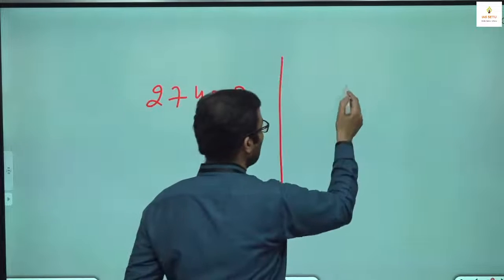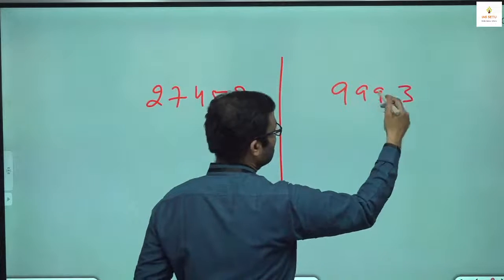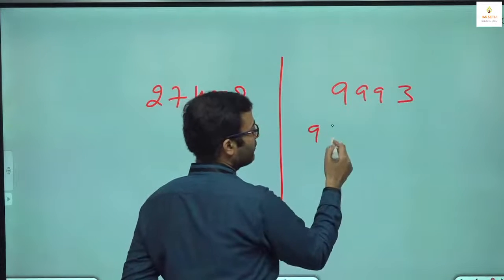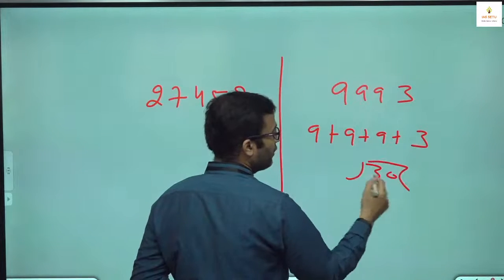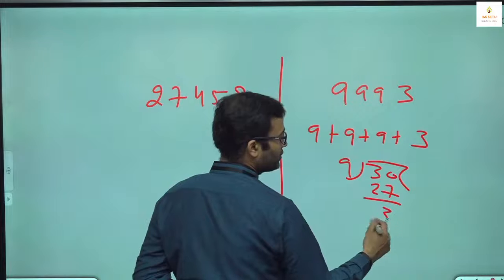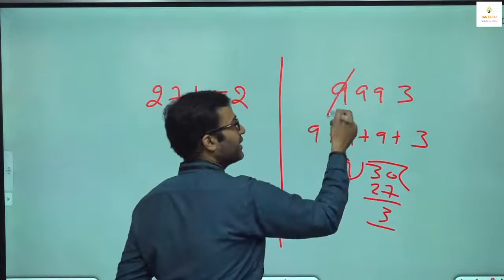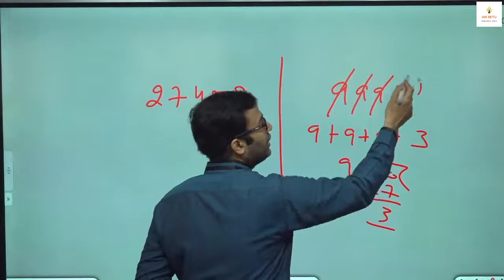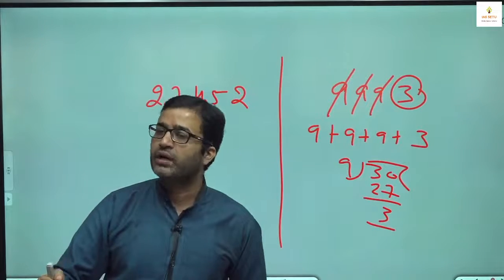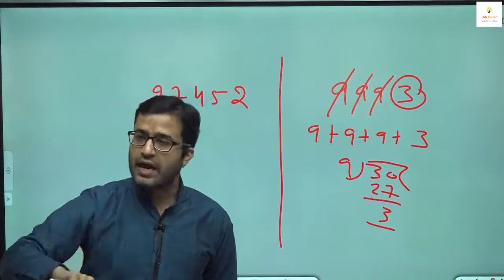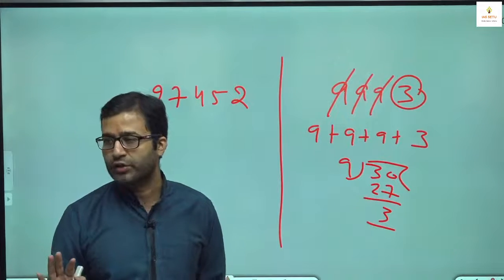If I ask you the number 9993, if you do 9 plus 9 plus 9 plus 3, 30, and if you divide it by 9, your remainder is 3. Otherwise, you can say 9 cancel, 9 cancel, 9 cancel. This 3 itself is the remainder. See, if in your number you have 9, directly or indirectly, you can ignore.